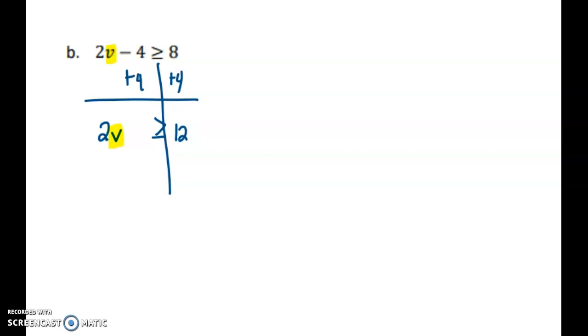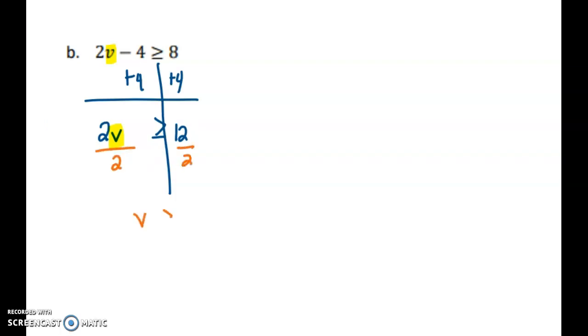All right, I'm going to have you solve the inequality for v. To get v by itself, you can highlight it if you need to. We are going to add the 4 to both sides first. So we have 2v is greater than or equal to 8 plus 4 is 12. Now I'm still trying to get v by itself. That's what it means to isolate the variable. So I'm going to divide by 2.